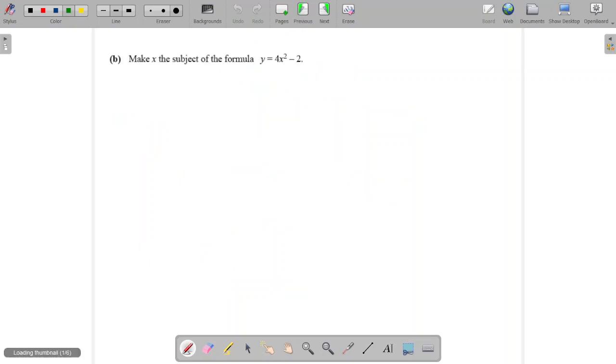Now let's go to the other problem. It said make x the subject of the formula. When I say make x the subject, it's the same thing as saying solve the problem, because it's asking you to make x equal to everything else in the equation or the formula. When I say formula, it's the same thing as saying equation. So don't get confused by the terminology. Formula, equation, they have the same meaning.